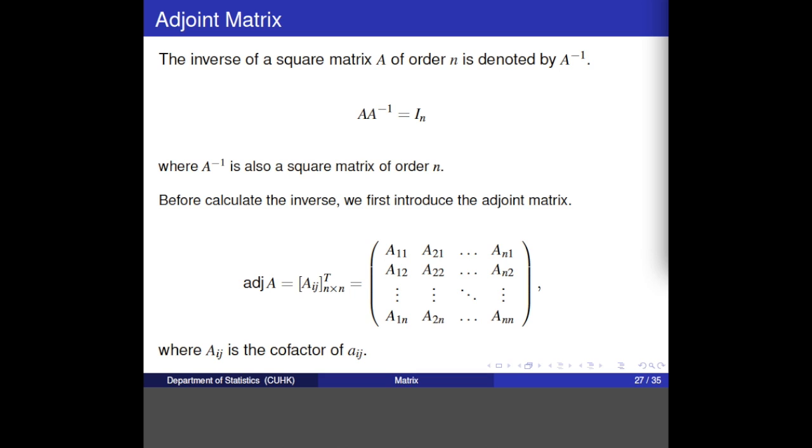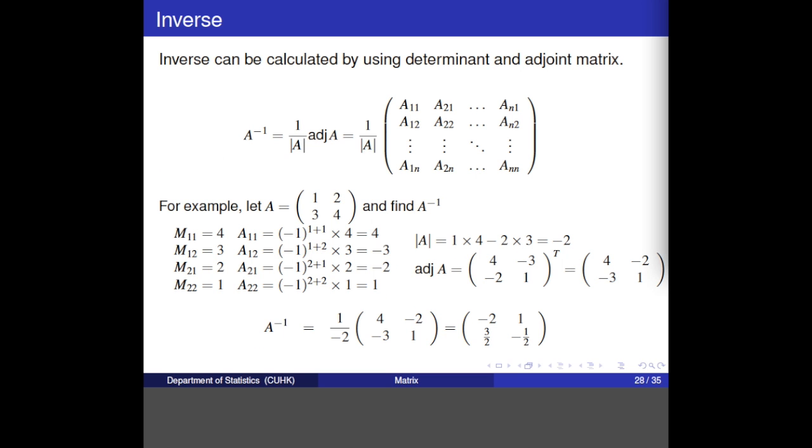Before calculating the inverse, we first introduce the adjoint matrix. Here is the symbol of the adjoint matrix and here is the formula, where the uppercase Aij is the cofactor of element aij. The inverse is equal to 1 over the determinant times the adjoint matrix. Here is an example.